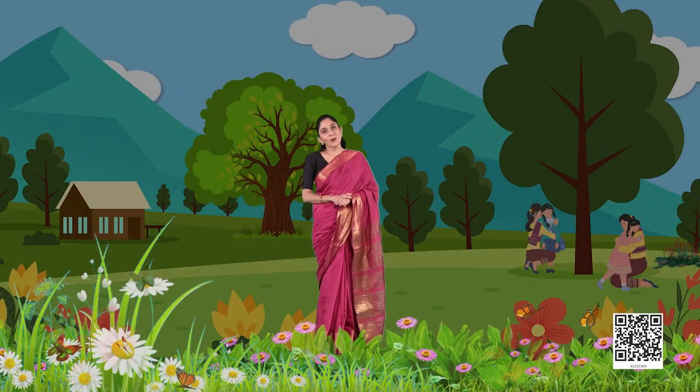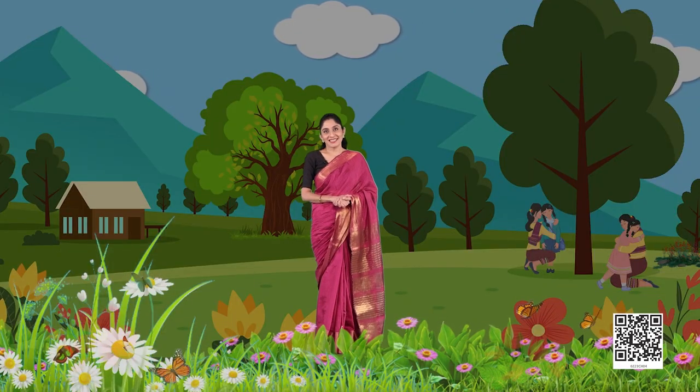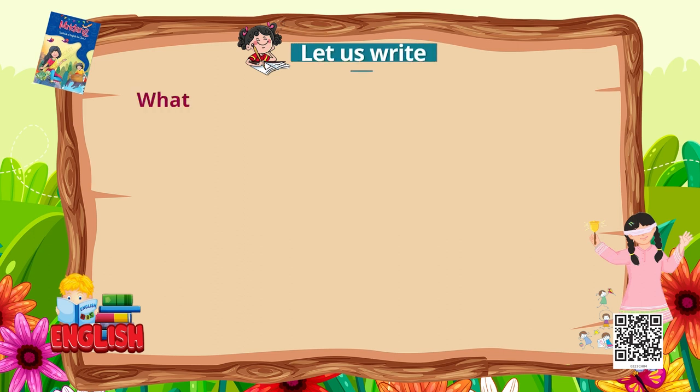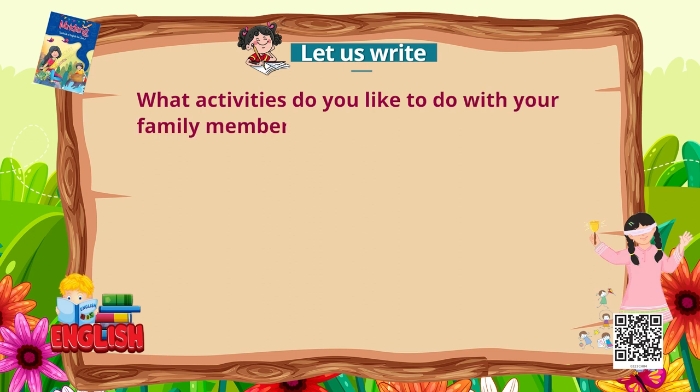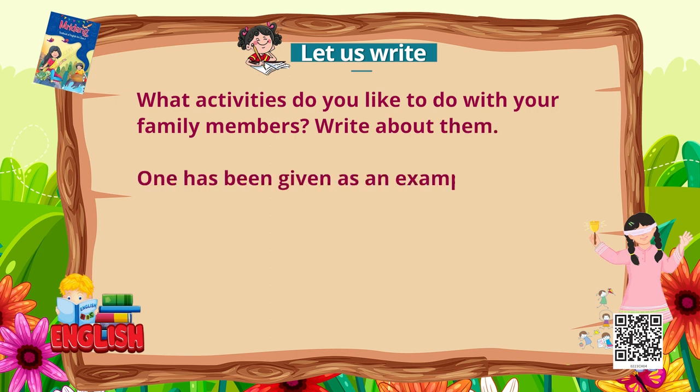Let us talk a little more about our home and family. Okay, so you have to write or tell the activities that you like to do with your family members. One example has been given. That is, I like to walk with my grandfather. So one activity, right? One task. So that's an example that we have done for you. Rest you have to do.